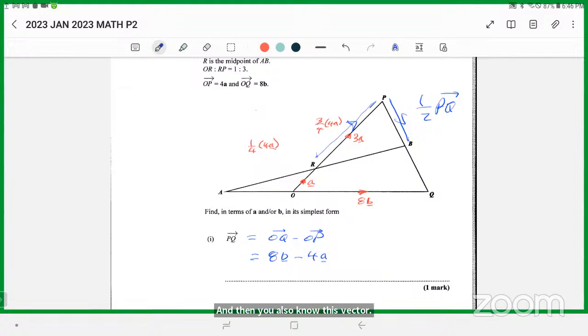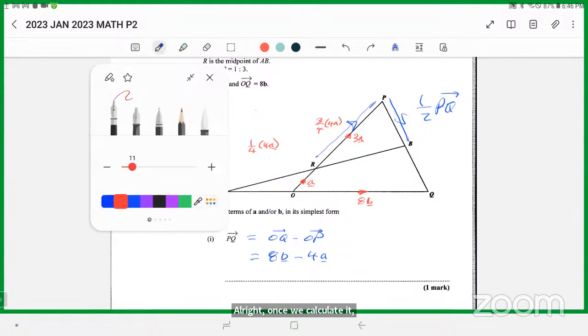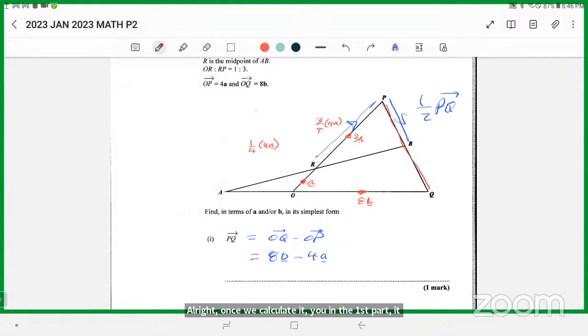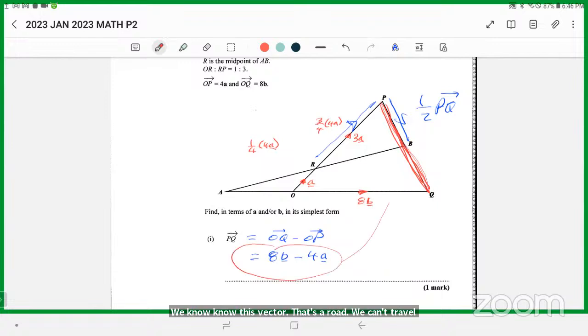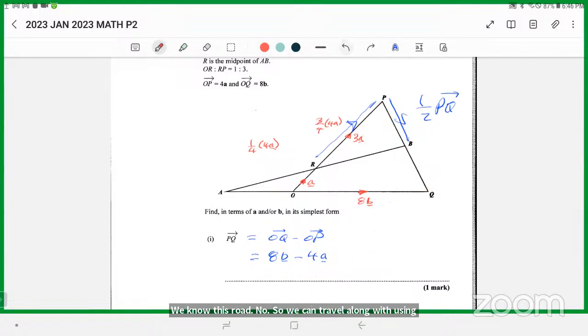To go from R to B, we would go from R to P first, and then go from P to B, using this half of PQ. Why am I using half of PQ? Because we know PQ already right here. Once we calculated PQ in the first part, it is now as if we know this vector. Like that's a road, we can travel on it now because we know it. Think of it that way. So we're going to do it that way.